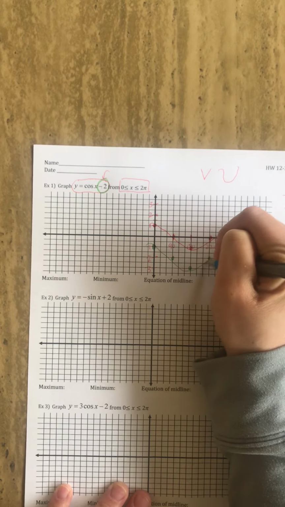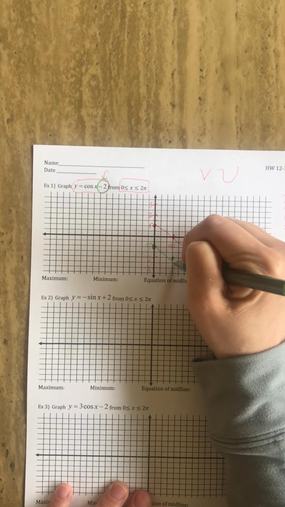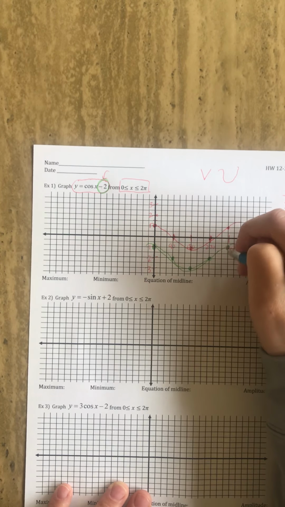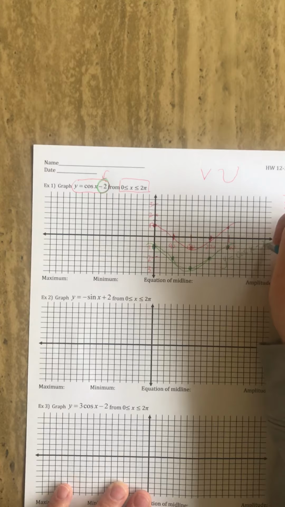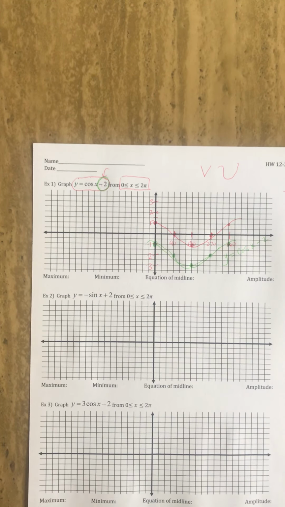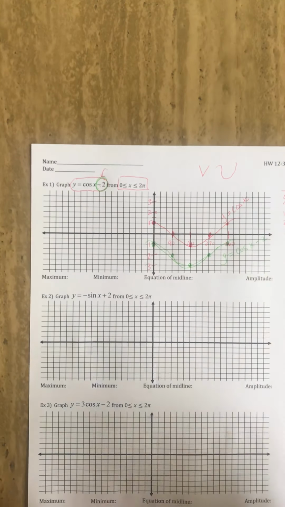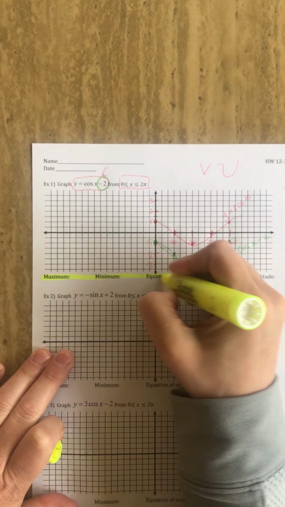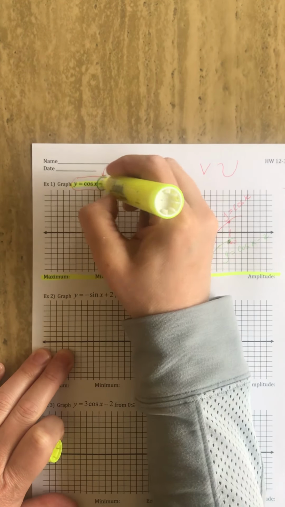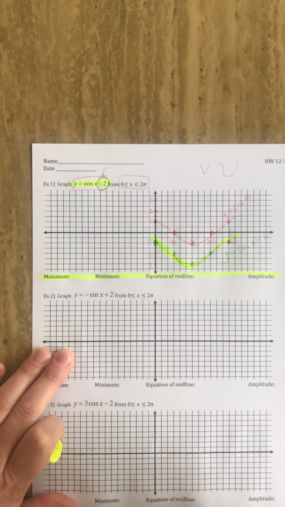Okay, and this right here is y equals cosine x minus 2. And this one right here was just y equals cosine x. But when you answer these questions, you are answering them based on the equation that's given. So we're going to be basing it on this one right here, okay?